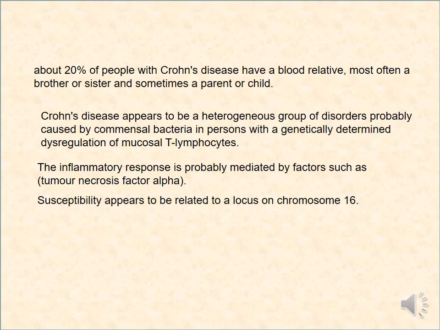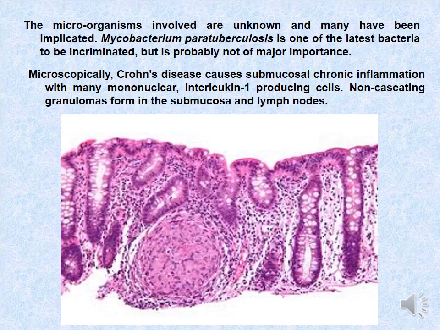The inflammatory response is probably mediated by factors such as tumor necrosis factor alpha. It is an inflammatory reaction by tumor necrosis factor alpha that leads to ulceration of the GIT. Susceptibility appears to be related to a locus on chromosome 6, so it is congenital. The microorganisms involved are unknown and many have been implicated. Mycobacterium paratuberculosis is one of the latest bacteria to be implicated, but it is probably not of major importance.